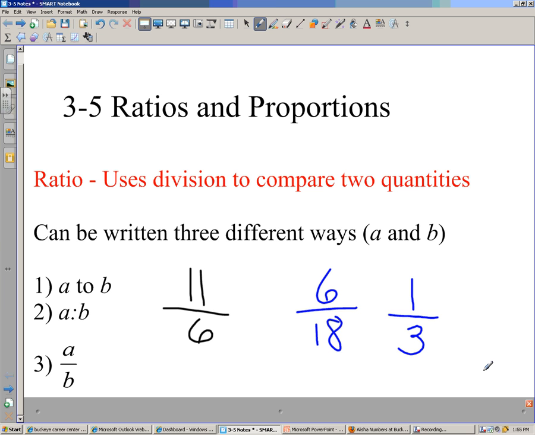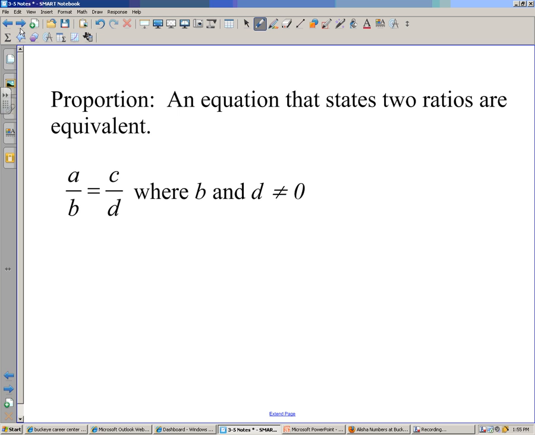Now, let's go on to proportions. A proportion is an equation that states 2 ratios are equivalent. So A/B equals C/D, but B and D cannot be 0, because you can't divide by 0. So, for example, if I have the ratio 1/4, or 1:4, what's equivalent to 1:4? 2:8.